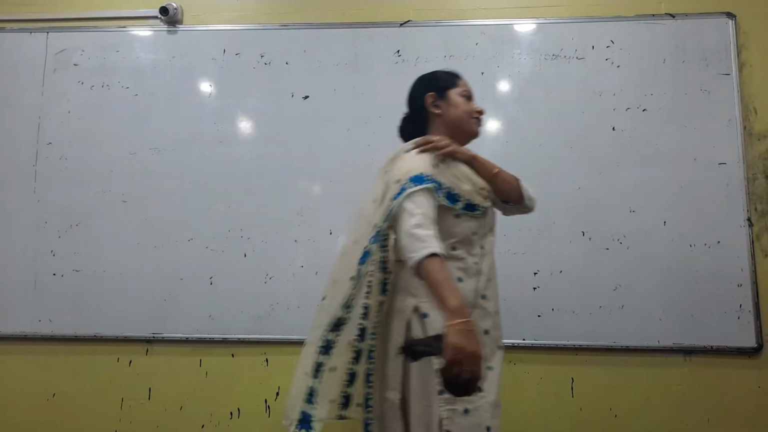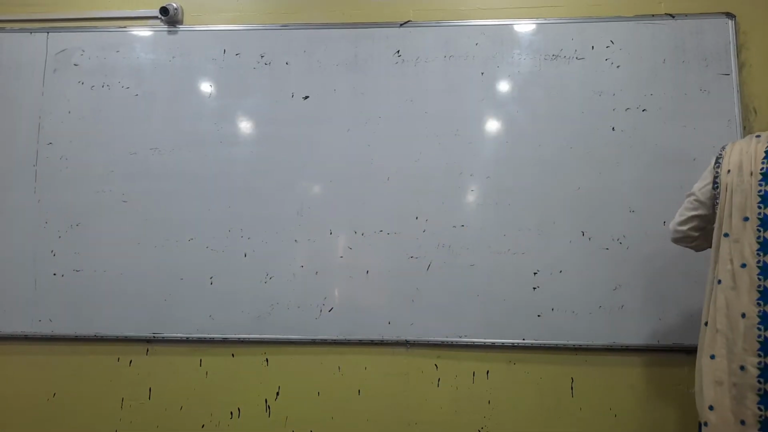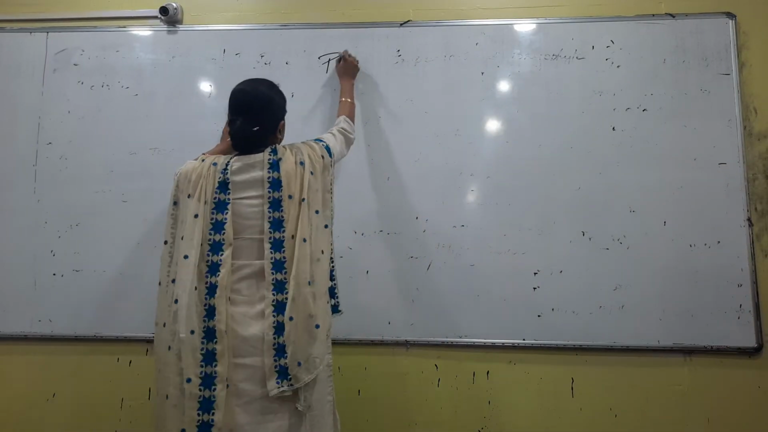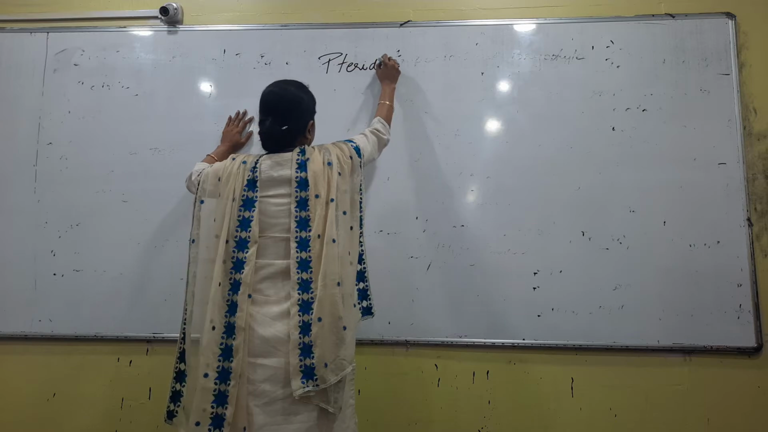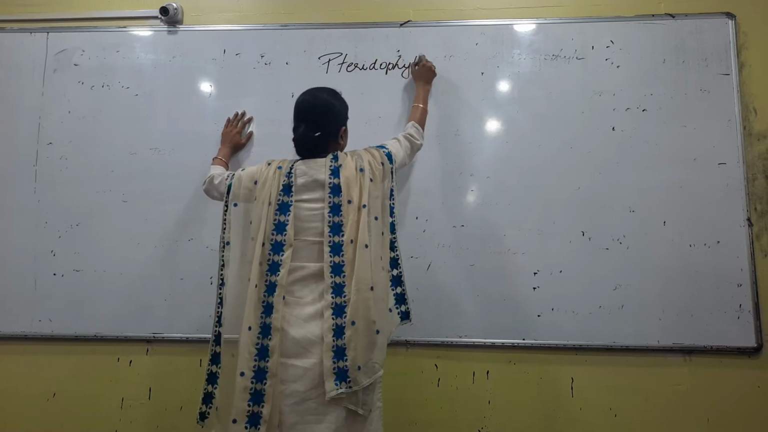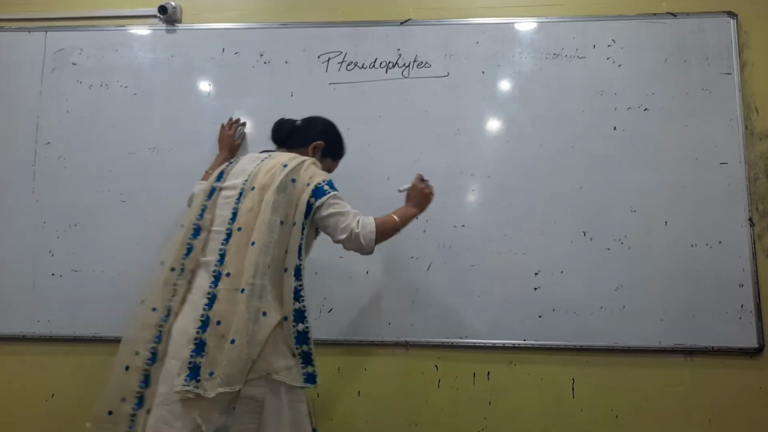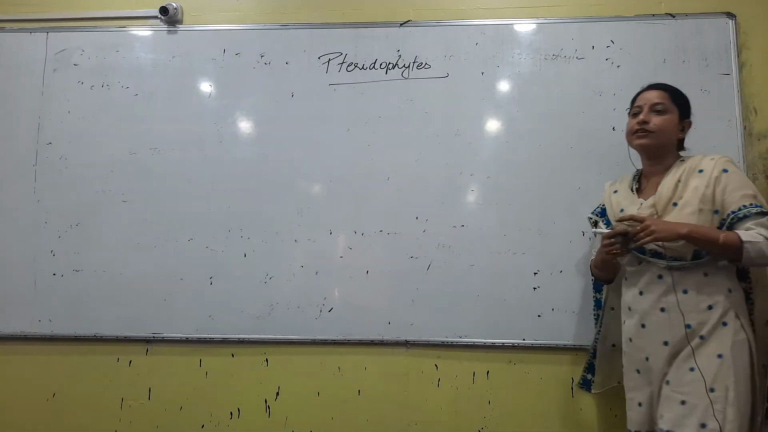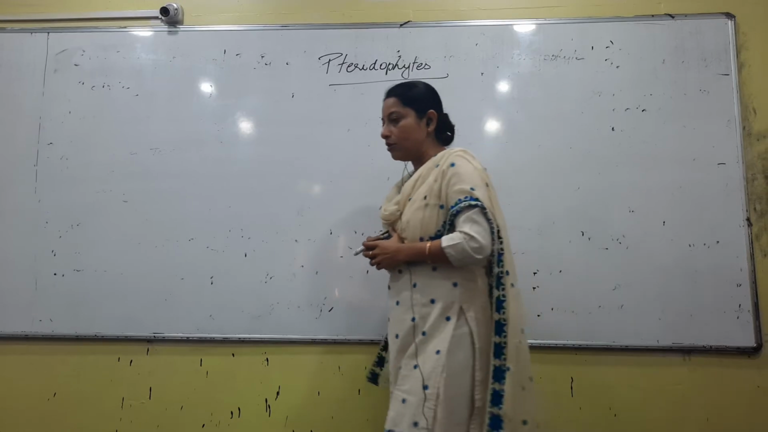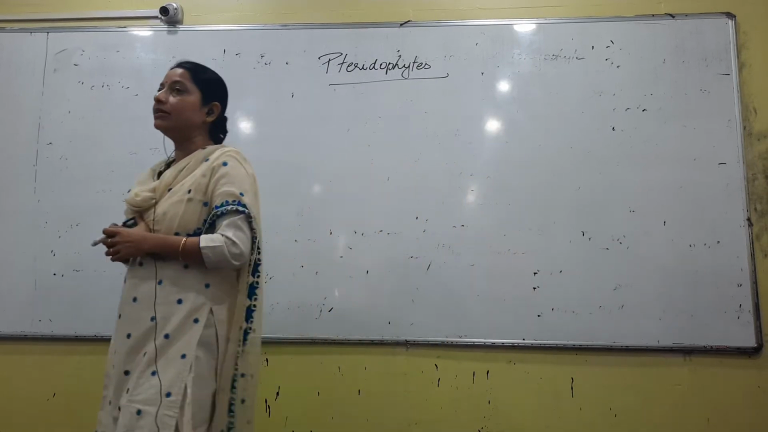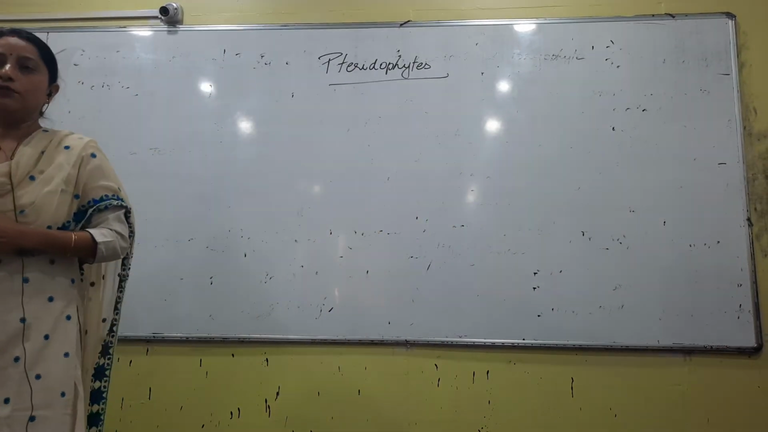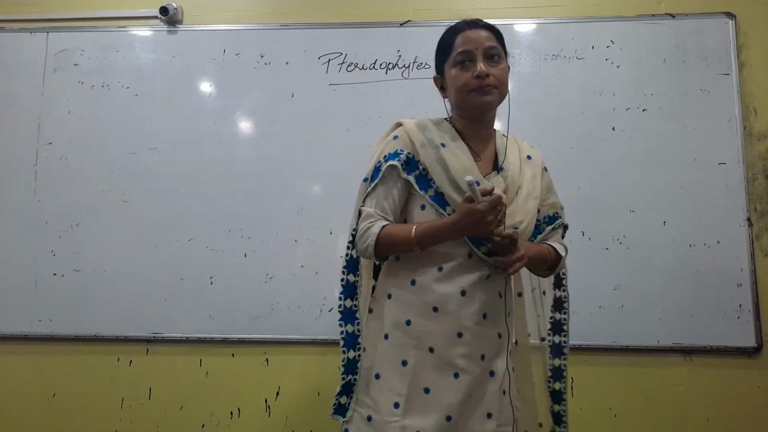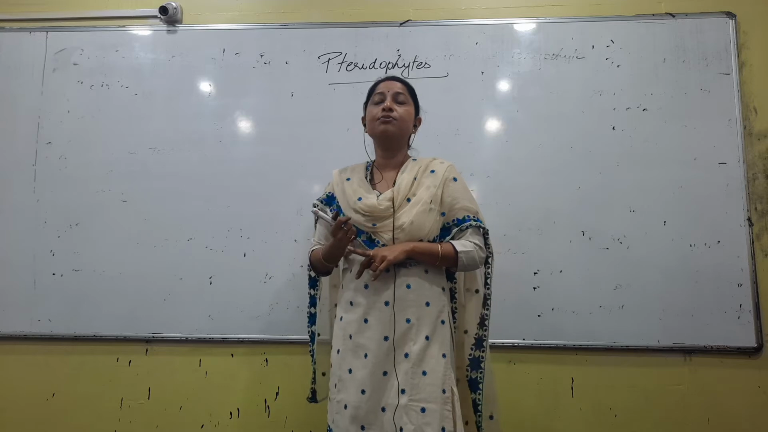Okay, after bryophytes, the next group of plants is pteridophytes. For bryophytes we first spoke about some of the points, and then we started writing the notes. Similar is the case with pteridophytes. Whenever we talk of pteridophytes, there are certain points to remember. First, the plant body is a sporophyte, right?